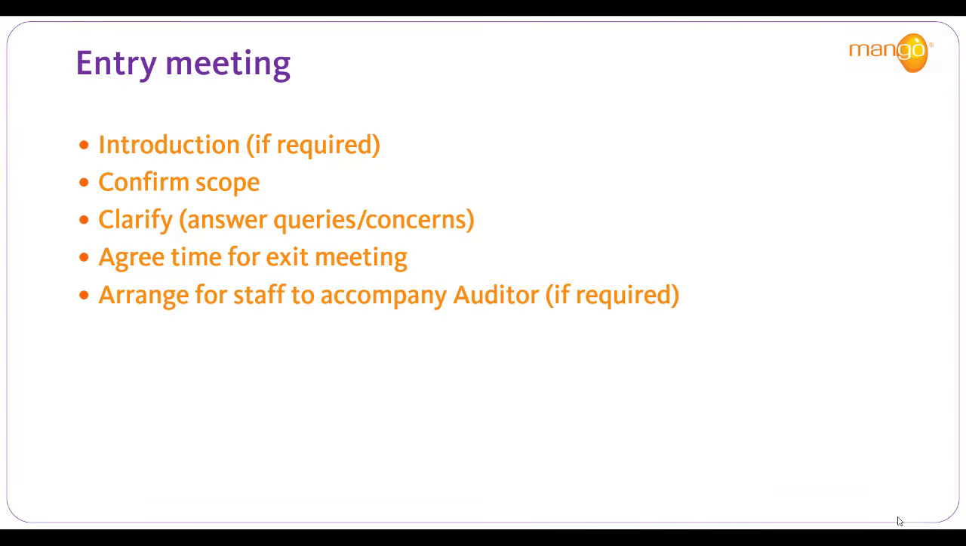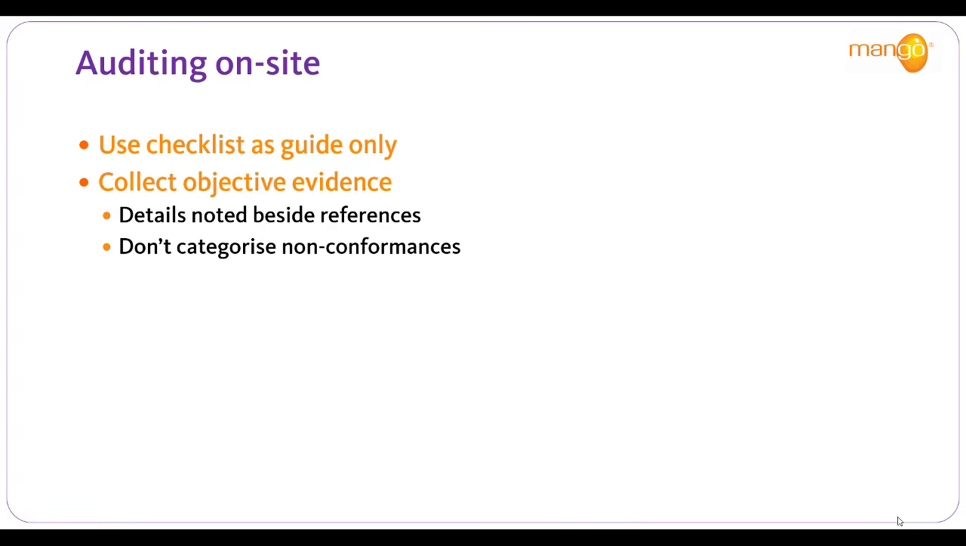And you need to arrange for any staff when you're on site, including the auditee, if there's any people available to escort you around the organisation. So once you are on site, again, like we said before, use a checklist purely as a guide only. Early questions will be on your checklist, but as you go around, you may come up with other questions that aren't even on your checklist. So just start off with the checklist, and then build on that as you go around.